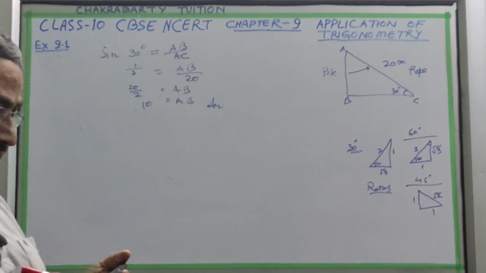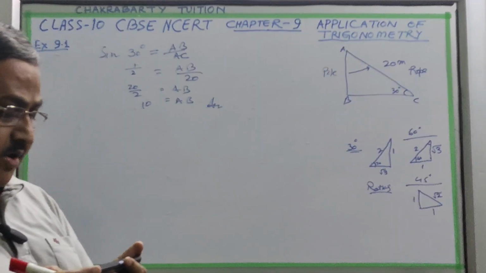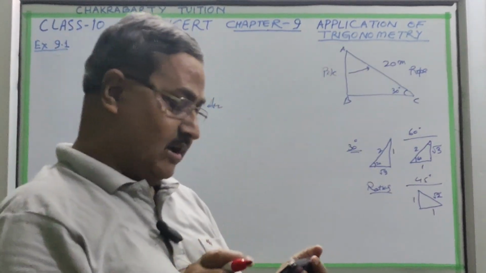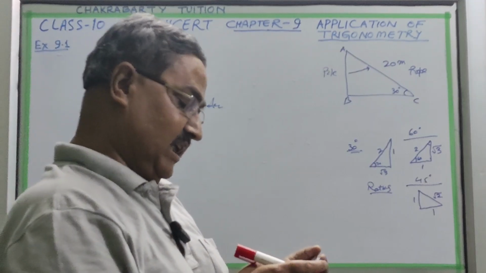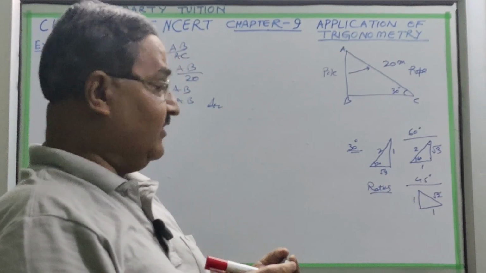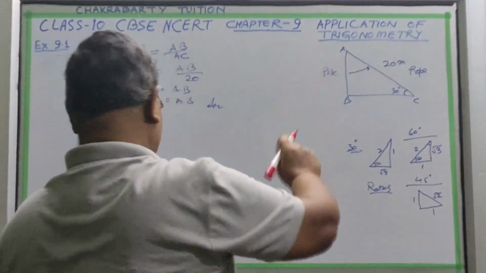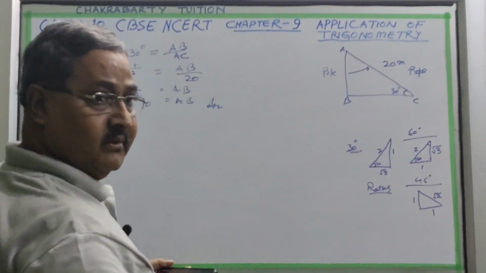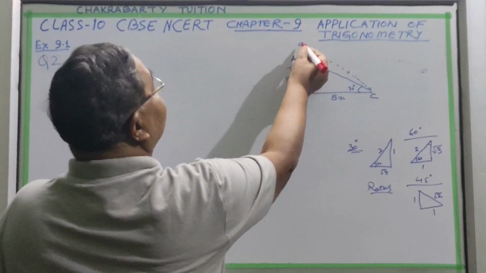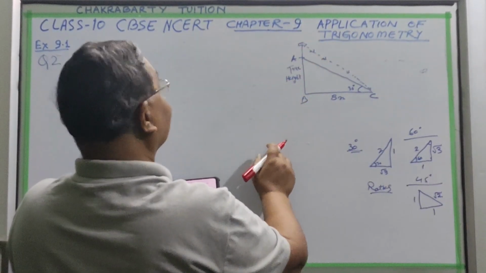A tree breaks due to the storm and the broken part bends so that the top of the tree touches the ground, making an angle of 30 with it. So what is the position? I will draw a figure here. So this was one tree. It was a high tree.